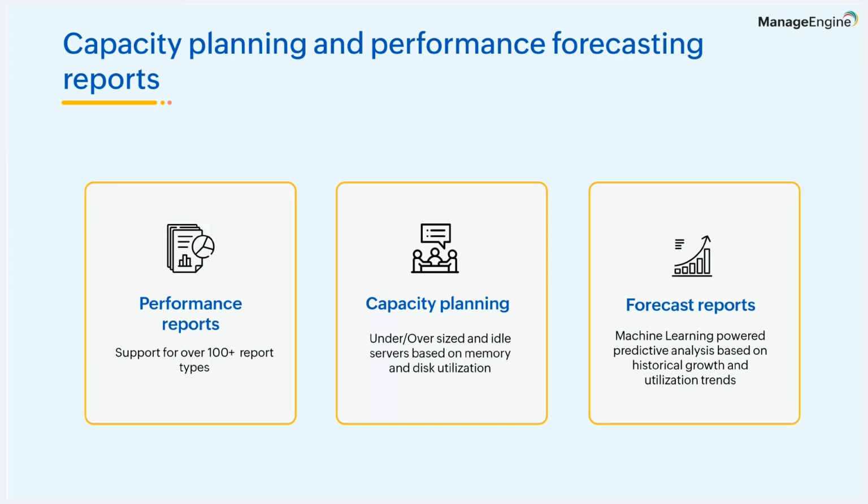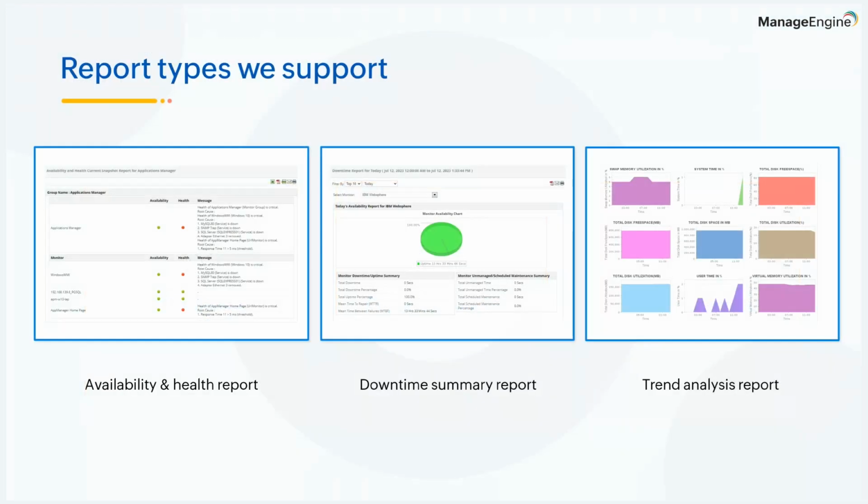In forecast reporting, it uses machine learning to do a predictive analysis on how the historical growth is, and to give you an overview of what is the expected result. So it can forecast the growth of a server or a database. Out of the box, we have support for over 100 report types. Some of the common report types are the availability and health report, where you can get the availability itself, and the health is going to give you an RCA message of what happened in a particular duration, and how long the health was impacted.